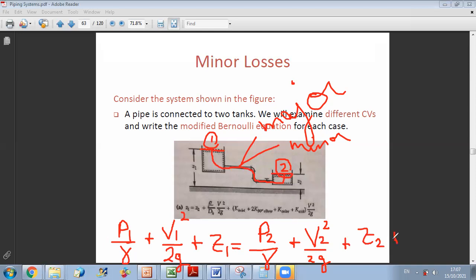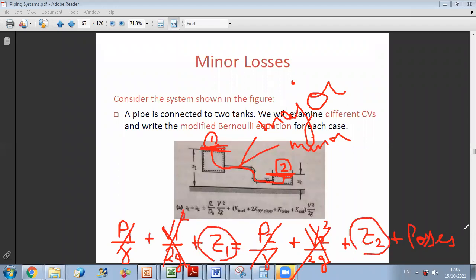Now, since you are considering the surface of reservoirs 1 and 2, at this level the velocity is nearly 0 because the cross-section here is very large, and also at 2, the cross-section is very large. So velocities at 1 and 2 are negligible. This is why we can neglect these two terms. And we have that P1 is equal to P2 equal to P atmospheric. So also these two terms cancel out. So we end up with the following, that Z1 is equal to Z2 plus all losses encountered in our path.